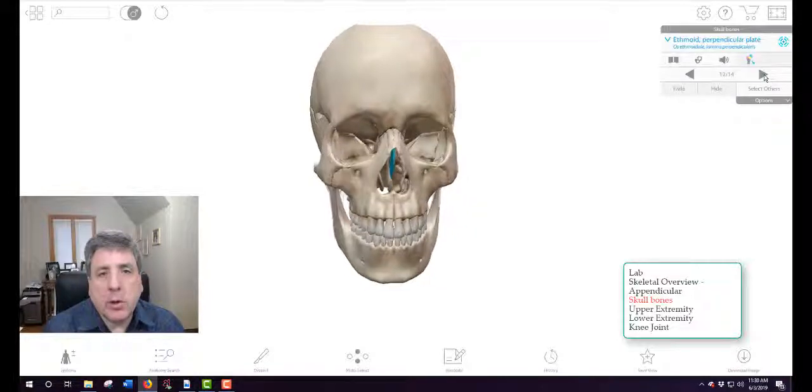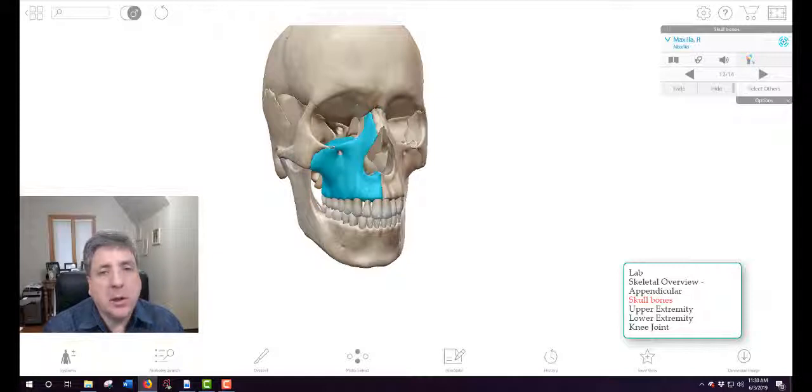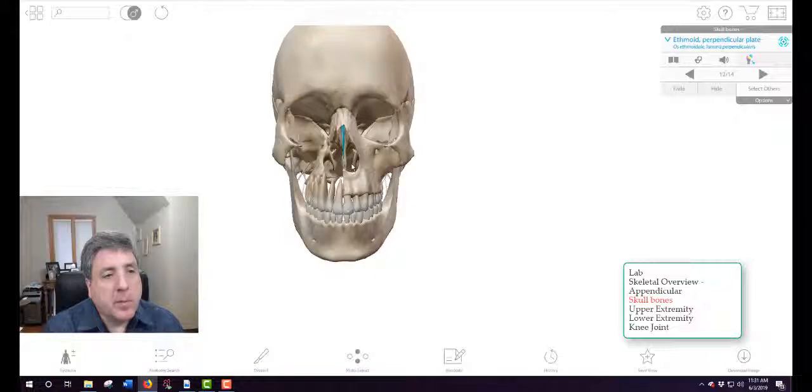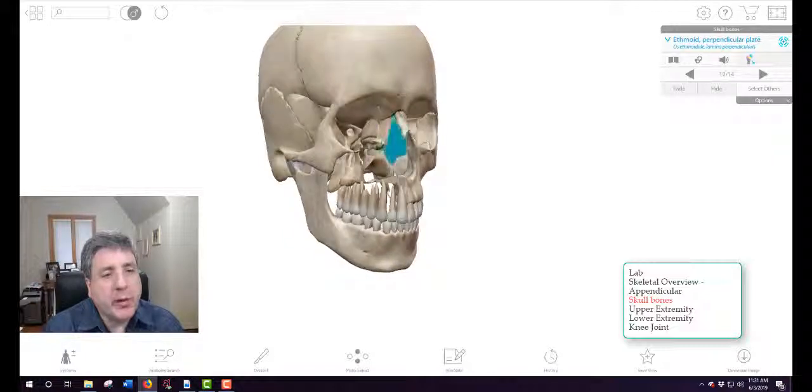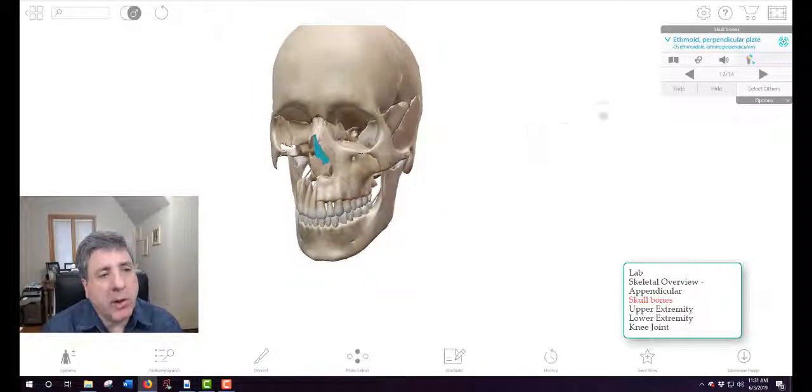And the next one we're going to be looking at is the Ethmoid Bone. Okay, again, let's hide the maxilla. This is the Ethmoid Bone. That's kind of on the superior side. If you were to look at it, the vomer was kind of more on the inferior side. This is coming down from the top. This is the perpendicular plate of the ethmoid bone specifically. So you can kind of see where that is.